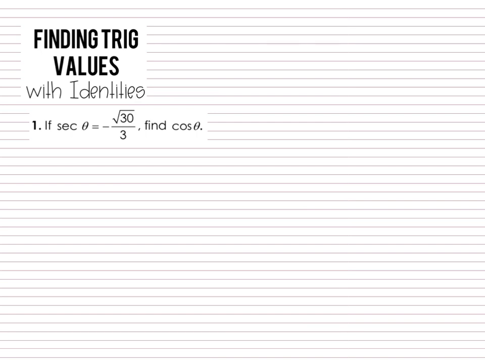So for number one, if we know that the secant is equal to negative root 30 over 3, we're looking to find cosine. Well, we know that cosine, based on its reciprocal identity, is equal to 1 over secant. So we can substitute the secant that we have right in for it. So cosine is equal to 1 over negative root 30 over 3. We're going to solve this by keep, change, flip. So we have 1 times the reciprocal, negative 3 over root 30.